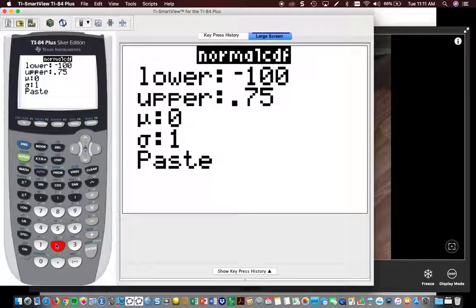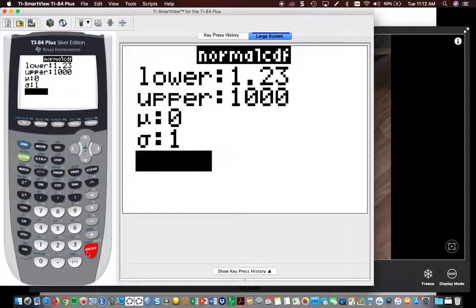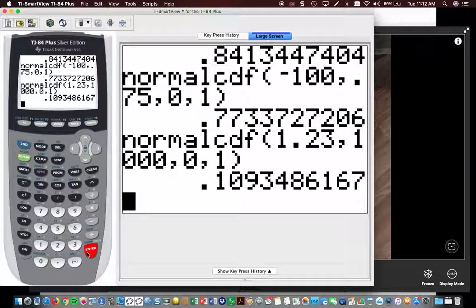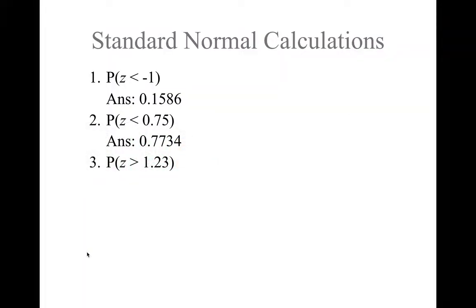All right, so if we go back to the calculator again, and we say second vars, choice number 2, the lower bound now is 1.23, and the upper value now is going to be positive 100. Then if you paste it and hit enter, it tells me that that answer is about 0.1093.